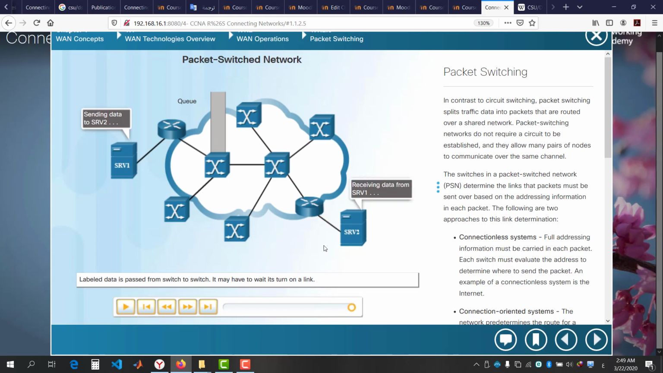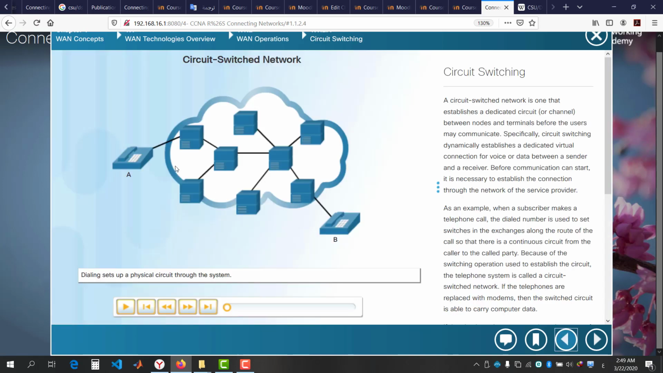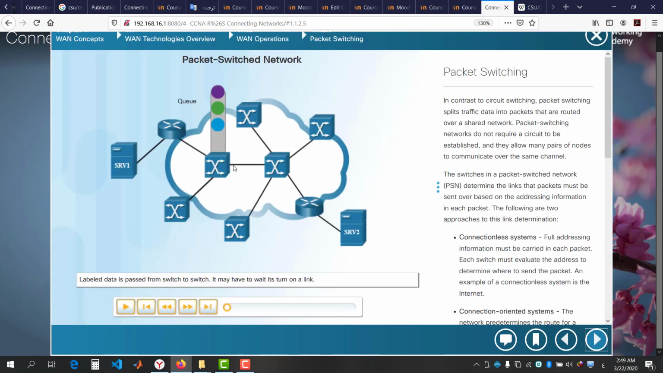Okay, what is the difference between packet switching and circuit switching? I confirmed before that in circuit switching, the previous one, it must establish a physical connection between source and destination before transferring data. But here there is a virtual connection, not a physical connection. The data are sent and queued, then these data are moved from one device to another until they reach their destination without making a physical connection, but we make a logical connection.